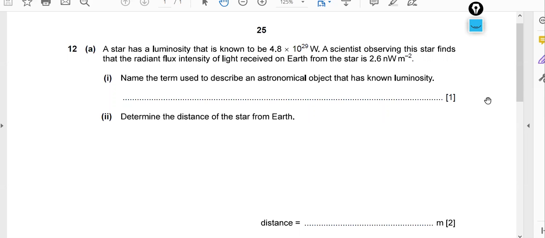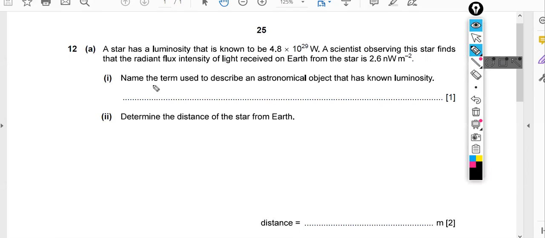Name the term used to describe an astronomical object that has known luminosity. Once again, name the term used to describe an astronomical object that has known luminosity. This is called the standard candle quiz for a reason. So that's called a standard candle.